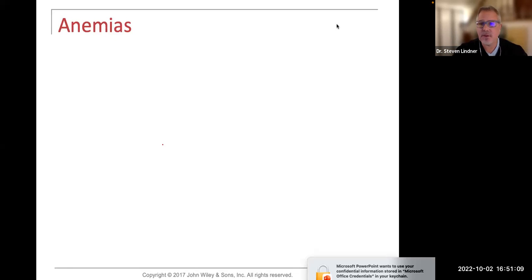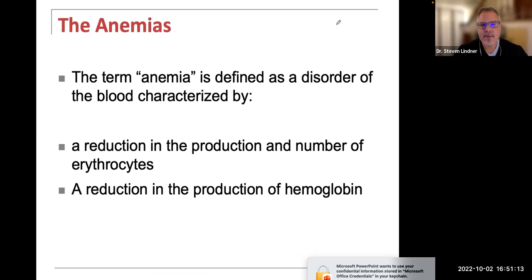Welcome back. We're going to take a look at anemias. The term anemia is defined as a disorder of the blood that's characterized by a reduction in the production and number of red blood cells and a reduction in the production of hemoglobin, right? If you have a decreased number of red blood cells, then there's less hemoglobin, less oxygen. There's going to be some downstream effects of that.